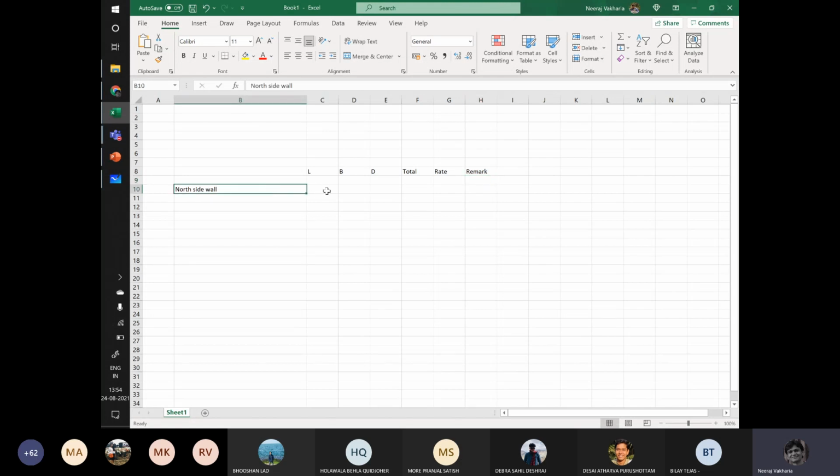So north side wall, I'll write, let's say 6 meter long, 3 meter high, and depth being 0.3, 300 thick wall. So now I will calculate it, whatever the volume comes.